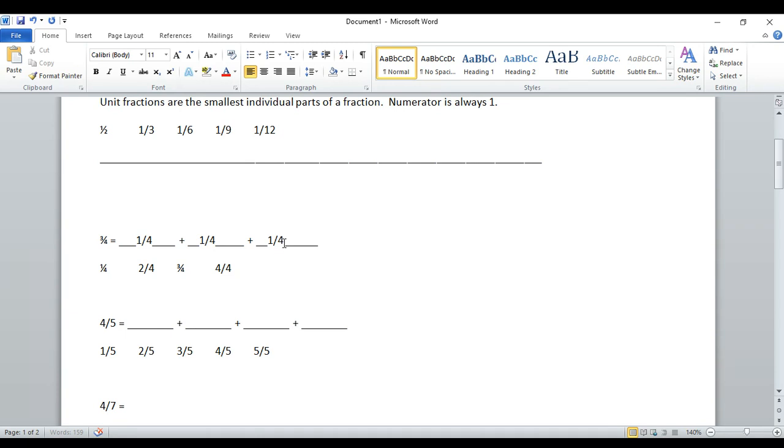So we could not have done 3/4 plus 2/4, even though when we added those up, 1/4 plus 2/4 would give us 3/4, but then we have to put something here. You have to fill in all the blanks. So it has to be 1/4 plus 1/4 plus 1/4. You have to put something in every one of the blanks.